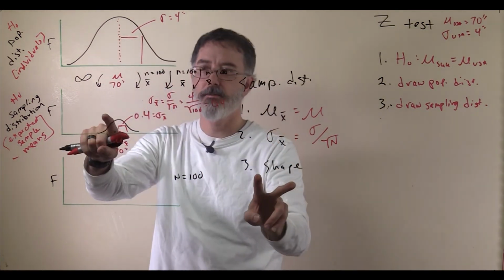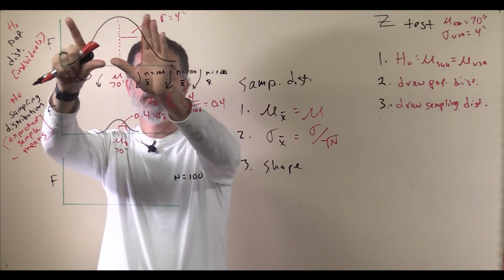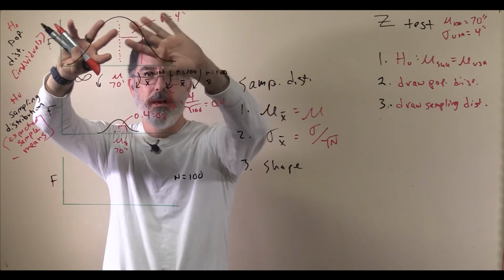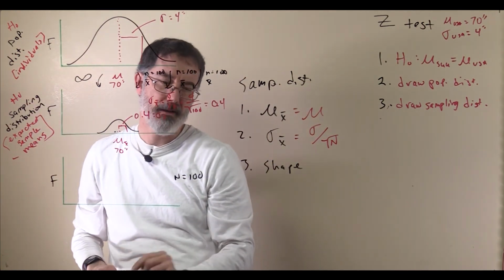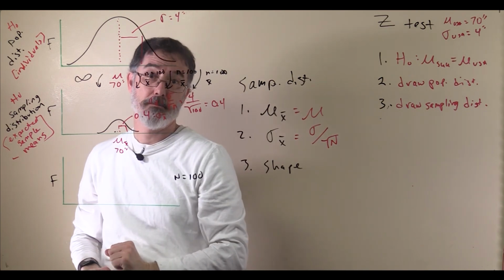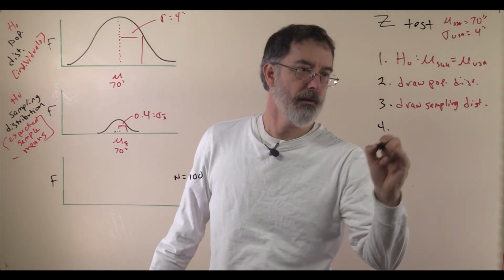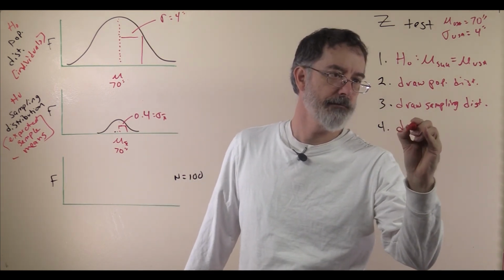And the shape of this distribution will be a normal distribution because this one is. But even if the population's not perfectly normal, remember that the central limit theorem tells us that if our sample size is big enough, the sampling distribution will be pretty much normal anyways. And a sample size of 100 is plenty big enough for that. The fourth step will be to draw the observed sample distribution.